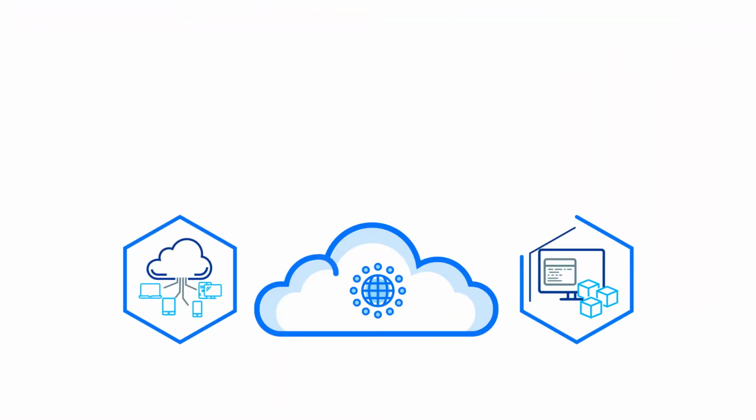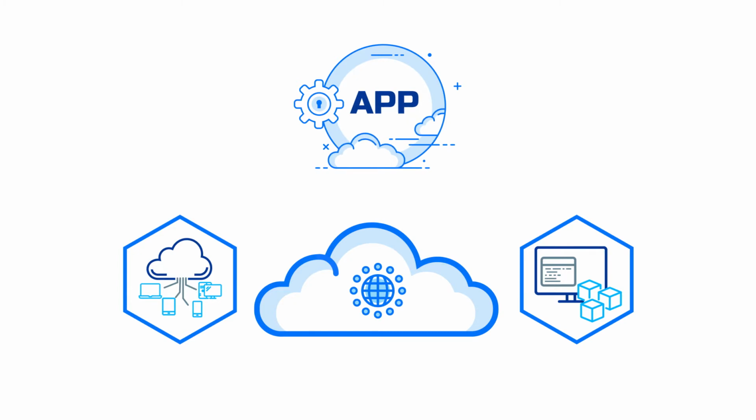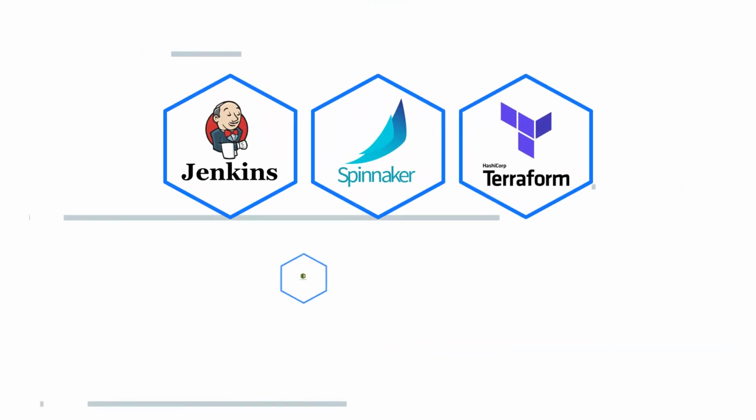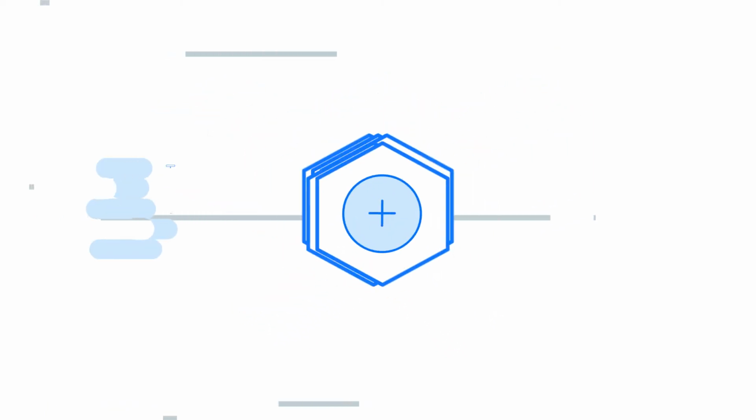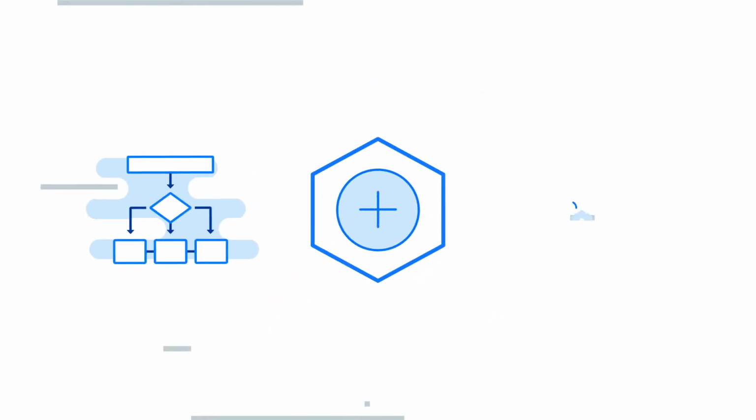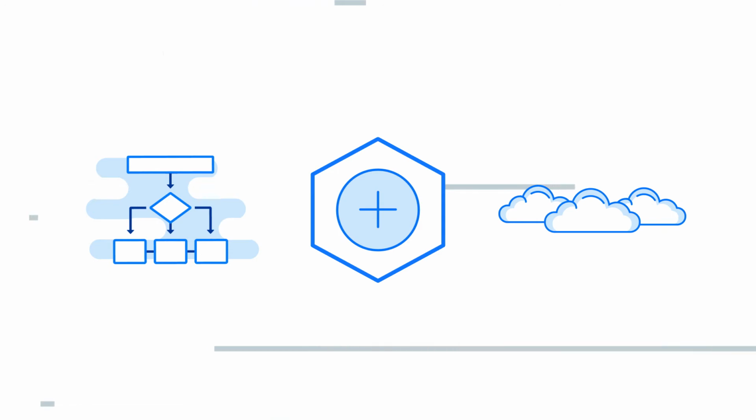NetFoundry's APIs and SDKs enable app developers to embed programmable connectivity and give an app control of the network. More secure than VPNs, they provide significant performance gain for most applications, and they're integrated with your Jenkins, Spinnaker, Terraform, CloudFormation, and Ansible workflows, adding connectivity to your CI/CD pipeline automation and multi-cloud connectivity needs.